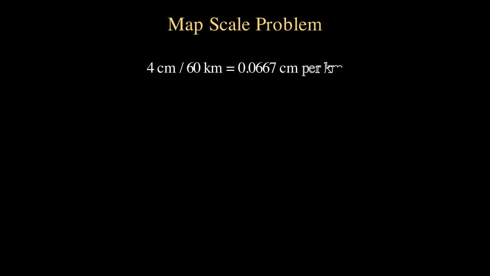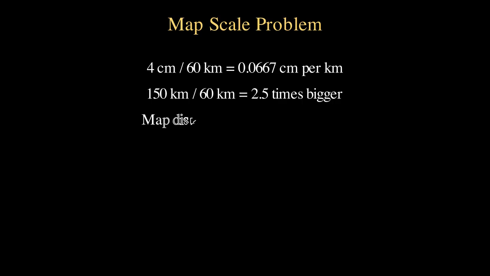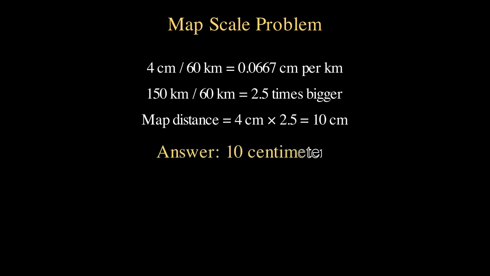First, let's find what 1 kilometer on the map scale is worth in centimeters by dividing 4 centimeters by 60 kilometers. Instead of using that awkward decimal, it's easier to see how many times bigger 150 kilometers is compared to the 60 kilometers in our ratio. Since the real distance is 2.5 times the ratio's 60 kilometers, the map distance must also be 2.5 times the ratio's 4 centimeters. So the 2 cities should be shown 10 centimeters apart on the map.